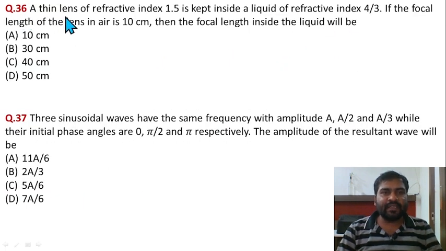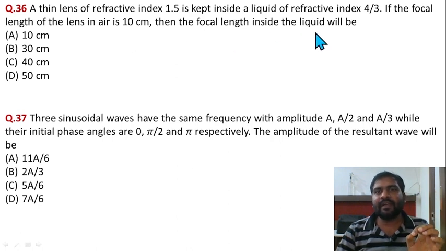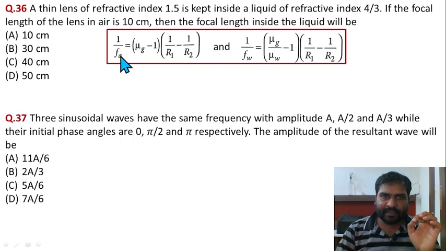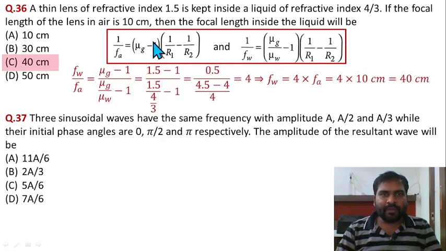Question 36. A thin lens of refractive index 1.5 is kept inside a liquid of refractive index 4 by 3. If the focal length of the lens in air is 10 cm, then the focal length inside the liquid will be. Focal length in the air Fa, focal length in water Fw. So mu g is given here 1.5. This is refractive index of the glass of lens and this is refractive index of the water medium. Divide this expression by this, so Fw divided by Fa equal to mu g minus 1 divided by mu g divided by mu w minus 1. Put the corresponding values from here.